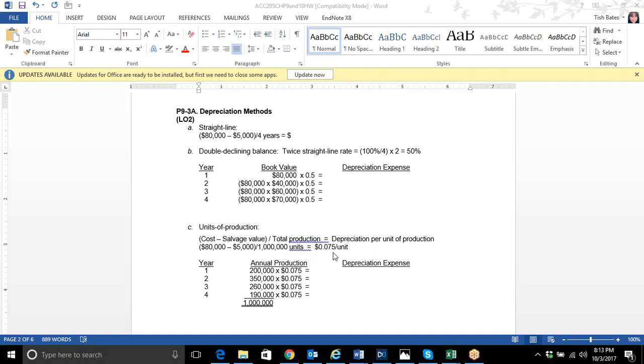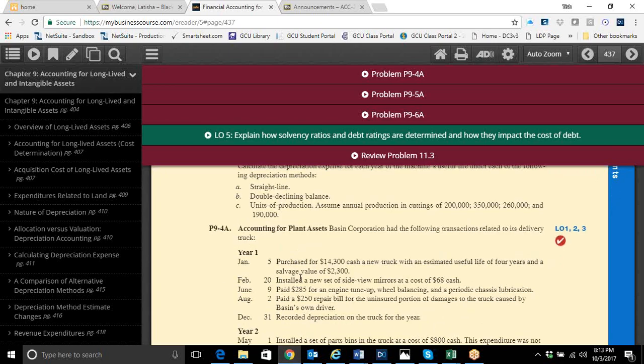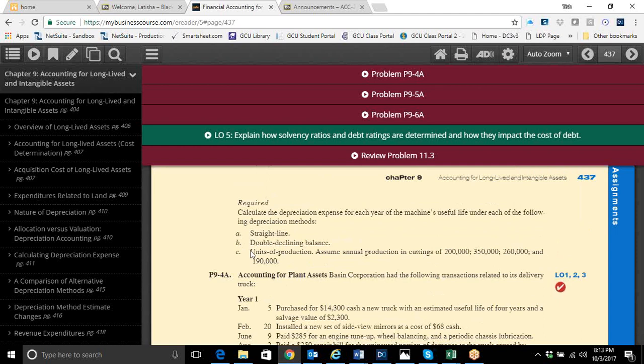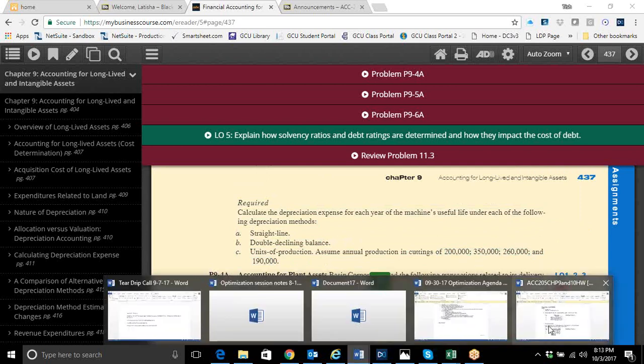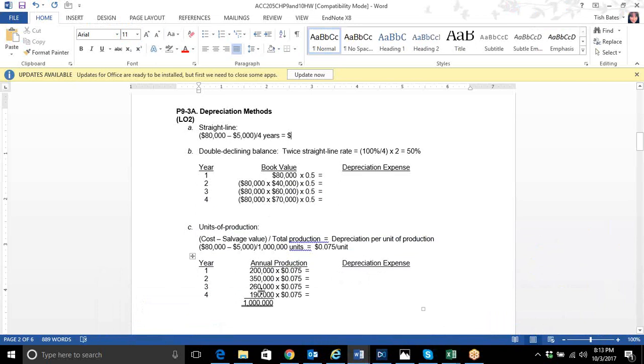All right. Then you have to take each year's annual production, which the problem gave us in part C. So in the first year, you had 200,000, then you had 350, then 260, and then 190. So those are our units of production. So you just basically take that cost per unit and multiply it by that unit of production, and that gives you your depreciation expense for each year.